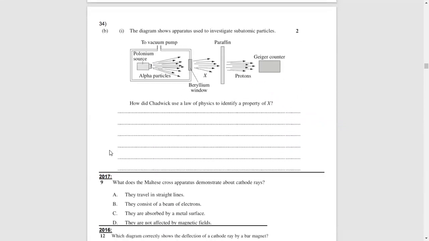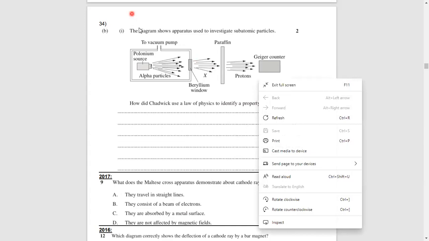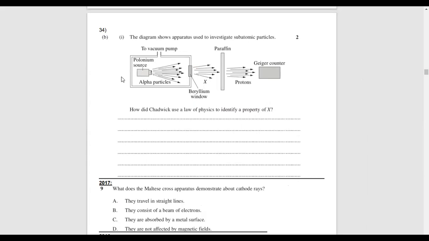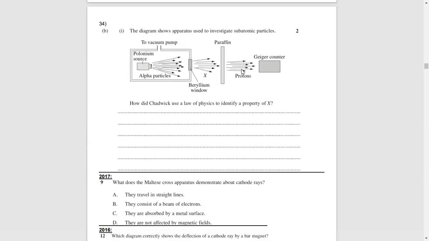Okay, so this one, the diagram shows an apparatus used to investigate subatomic particles. If you take a look at this, you may or may not recognize whose experiment this is. This is one we didn't spend too much time talking about, actually. But basically, we've got a vacuum pump with a polonium source. The whole point of the polonium source is that it emits alpha particles. The alpha particles go through a beryllium window. So something happens, which then hits the paraffin, and something happens, and then we recognize that a proton is here, and they can be detected by a Geiger counter.